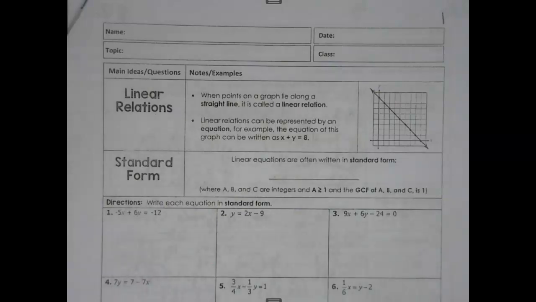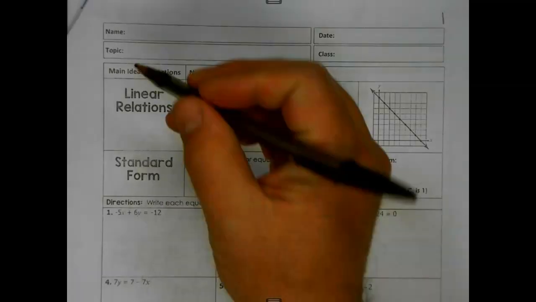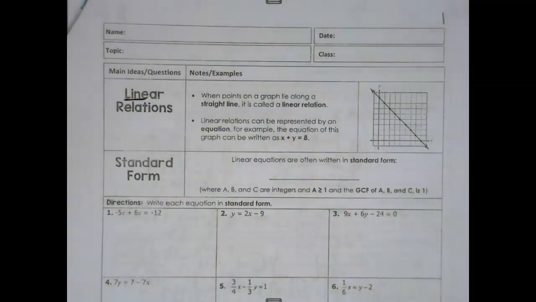So, linear relations occur when you can take the points from something and make a straight line. I mean, linear has the word line right in it. So they can be represented by an equation, but that equation can take on several forms. We're going to talk about the forms a little bit today, where they come from, and we'll go from there. So, linear equations are often written in standard form.